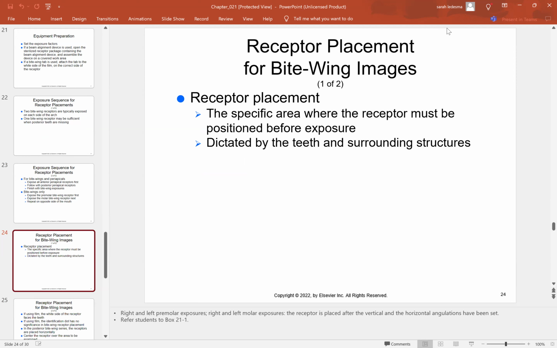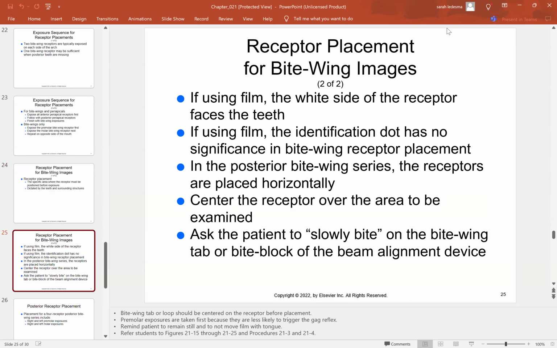Receptor placement is the specific area where the receptor must be positioned before exposure, and this is dictated by the teeth and surrounding structures. If using film, the white side of the receptor faces the teeth. If using film, the identification dot has no significance in bite wing receptor placement.